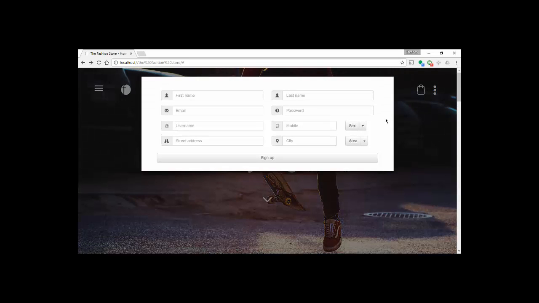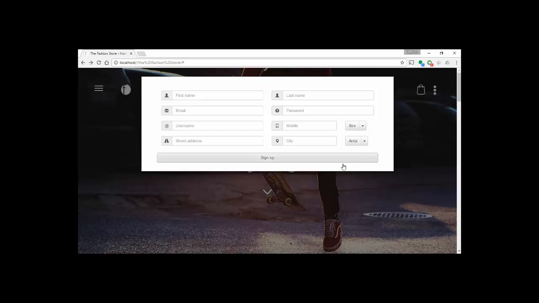So here you could see they could sign up. If a database is implemented and the user fills out this form, it would go to the database. So this is one of the key reasons why this business in particular needs a database.